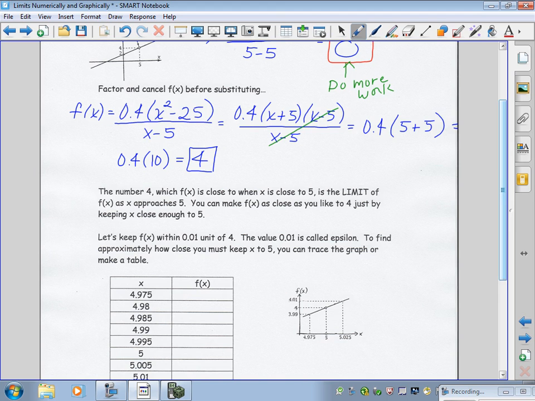And that's exactly, if you go back a page, what you told me the limit was. So we looked at the limit via a table. We looked at the limit via a graph. And now we just algebraically determined the limit in all of those cases to be 4.